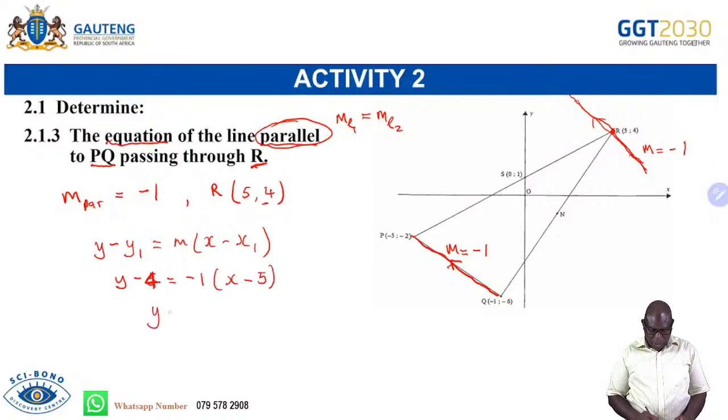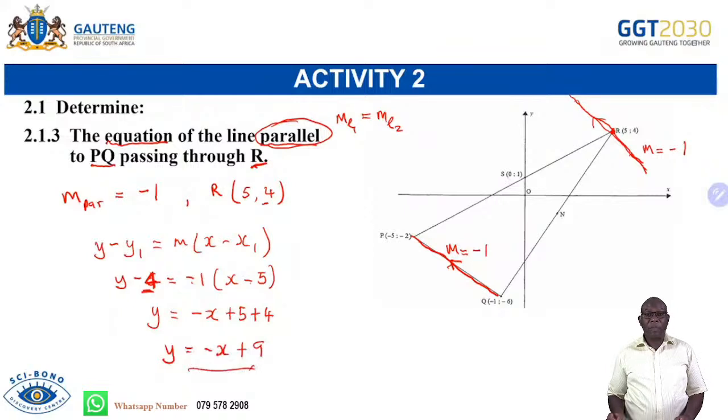So I'll have y equals -x. Negative times negative is +5. Transpose the -4, it becomes +4. Then my y will be equal to -x plus 9.